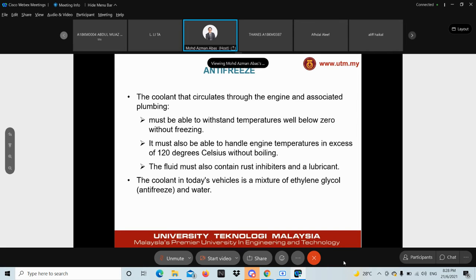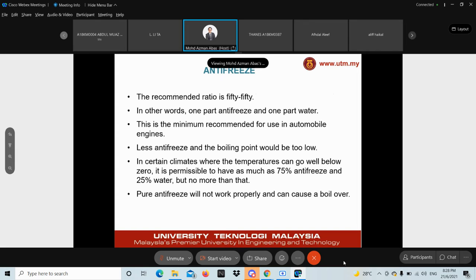Coolant in today's vehicles is a mixture of ethylene glycol, or what we call antifreeze, and water. The recommended ratio is always 50-50. In other words, 1 part antifreeze and 1 part water. This is the minimum recommended for use in automobile engines, but the ratio between antifreeze and water might vary between vehicles and manufacturers. So always refer to the manufacturer's vehicle manual book.